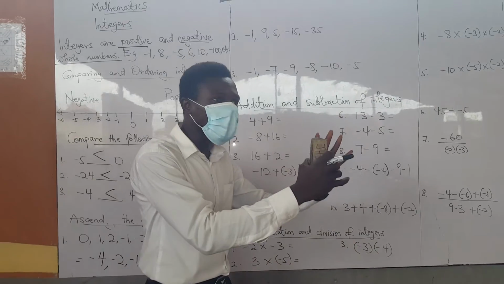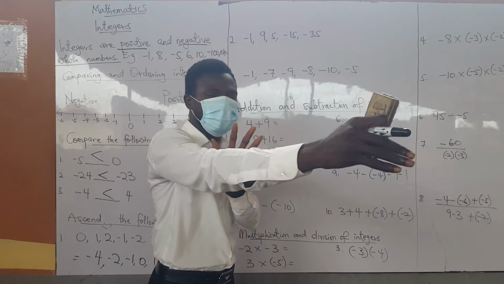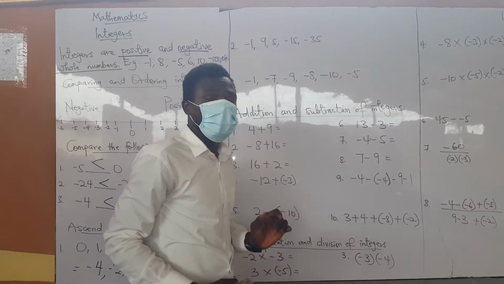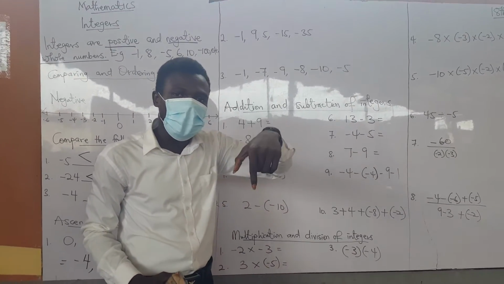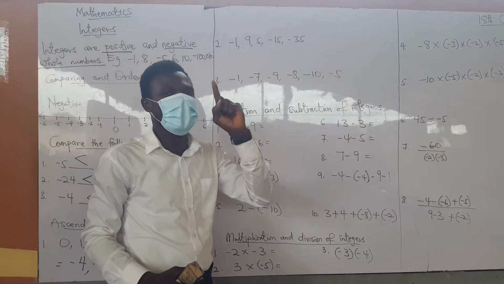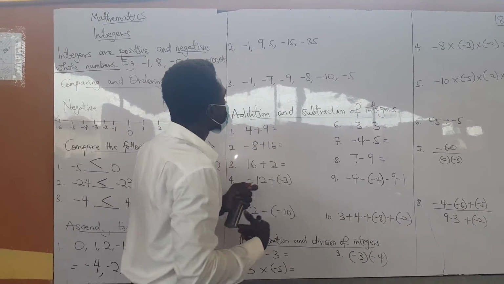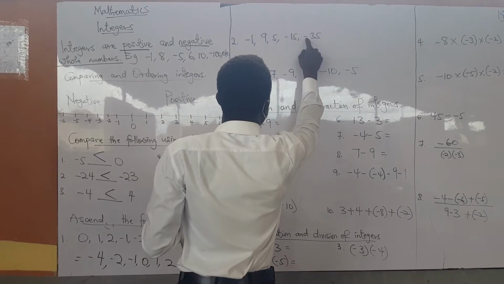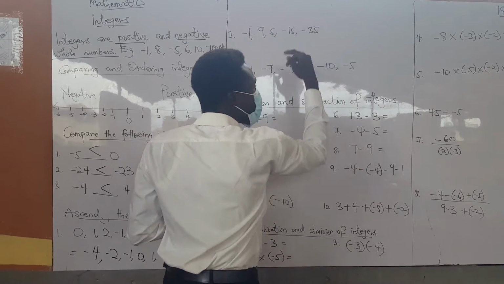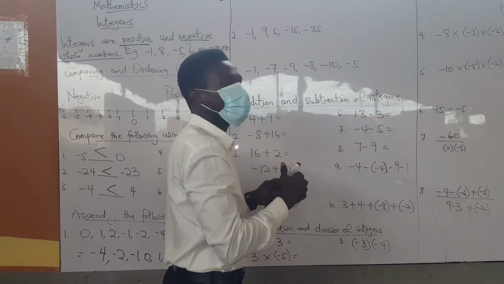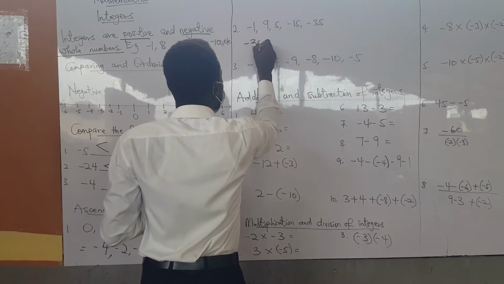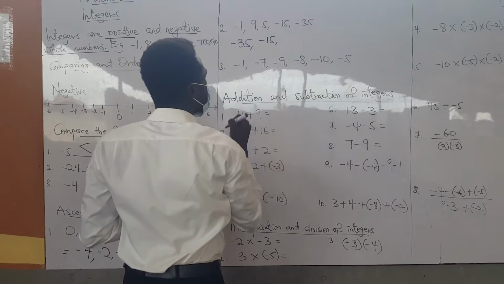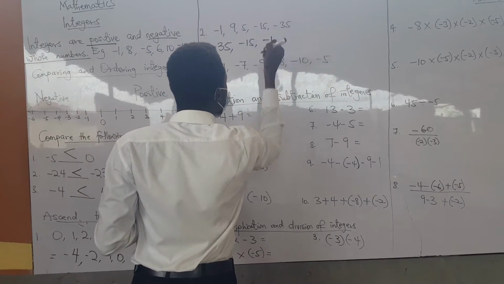Number 2, we are also ascending. So the negatives are lesser than the positives, so the negatives should come first before the positives. But for the negative, the number that is greater, having a negative, is the least. So when I look at my negative numbers, negative 1, negative 15, negative 35, the 35 is the greatest, having negative. So the least among them is negative 35, followed by negative 15. Then that gives me negative 1.